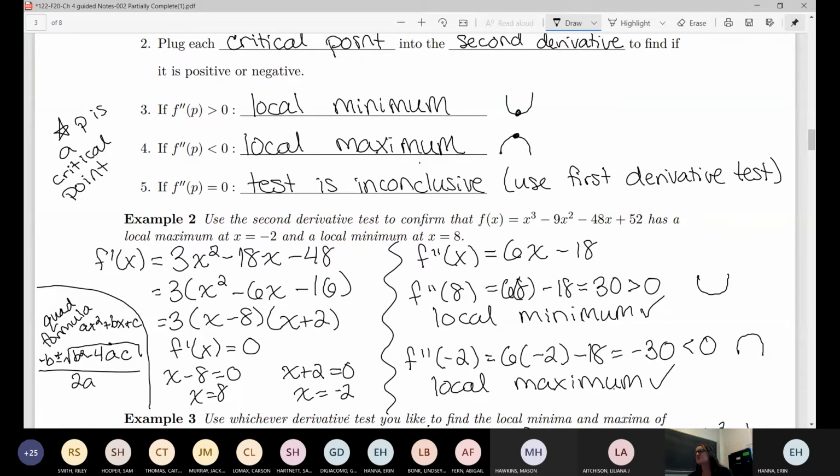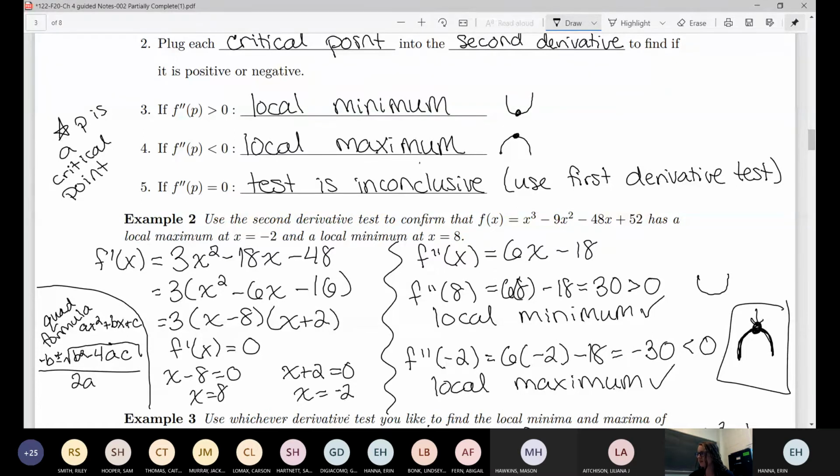So Kayla, when I plugged -2 into the second derivative, I got -30 as an answer. And that means that the second derivative was negative. Remember way back when talking about how the second derivative tells us concavity, a negative second derivative tells me I'm concave down. Concave down has to look something like this. So if the function is concave down at that point, that point must have ended up being a maximum.